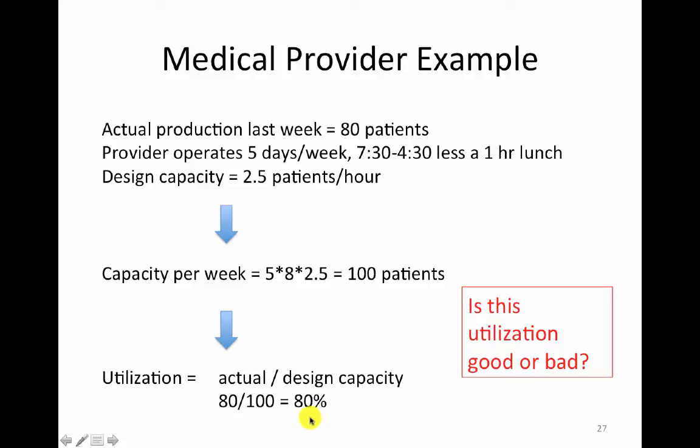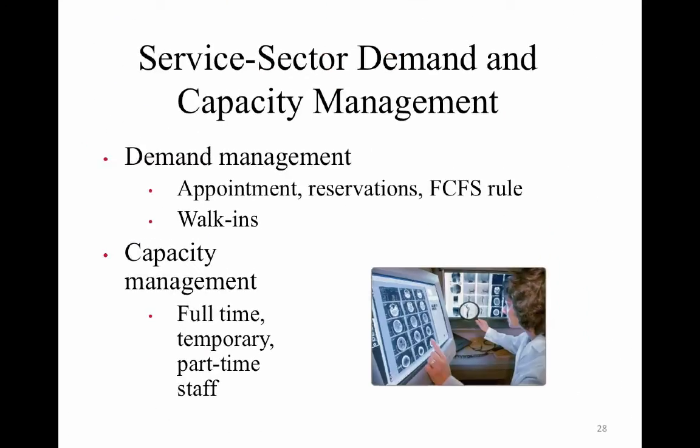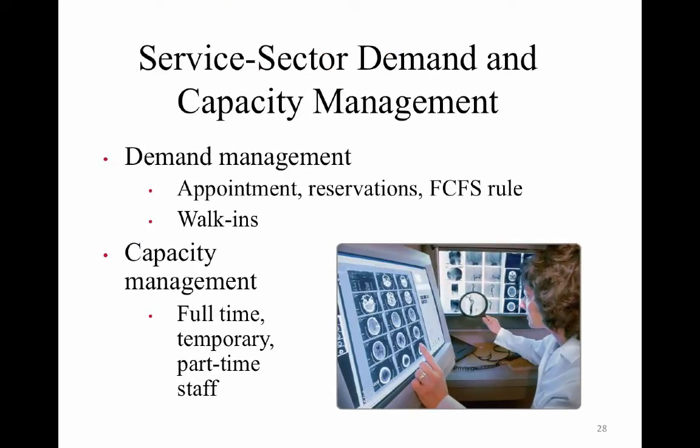So you'd probably want your capacity to be in the 85 to 90% range, where you have the ability to handle variability in the process without generating large queues. So here in handling capacity management, you have demand management, and you have ultimately capacity management. Demand you can manage through appointments, reservations, a first come, first serve rule. You can also do walk-ins, meaning that if appointments were short in duration, you could offset that with a walk-in.